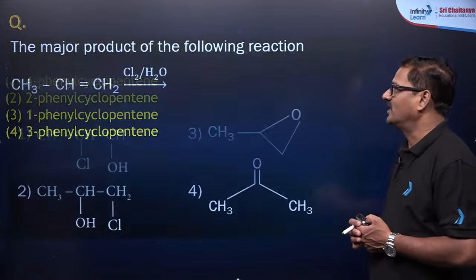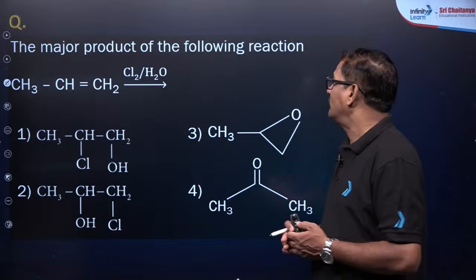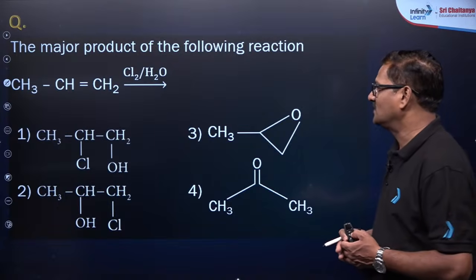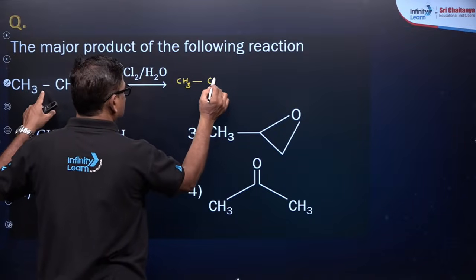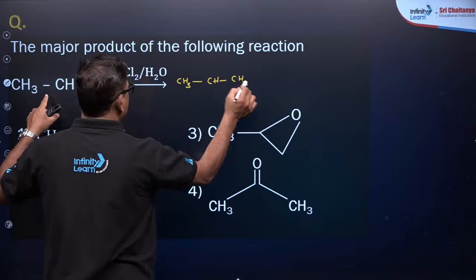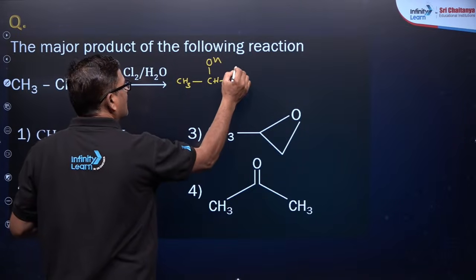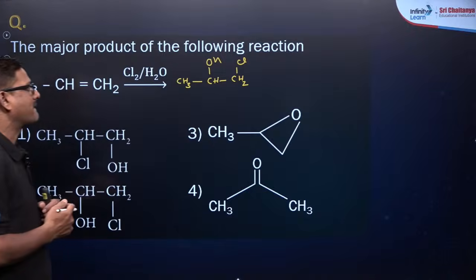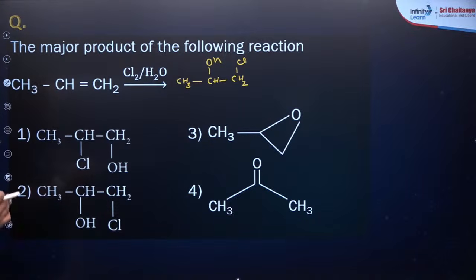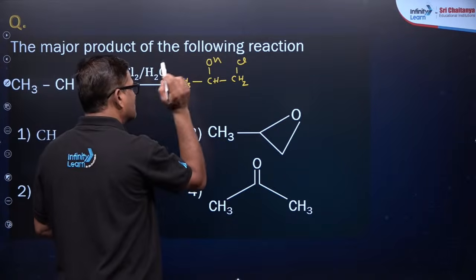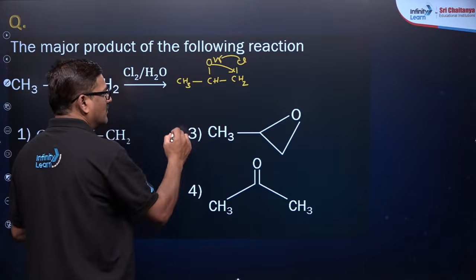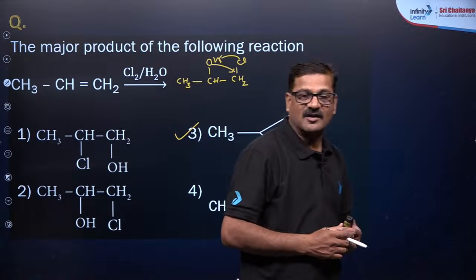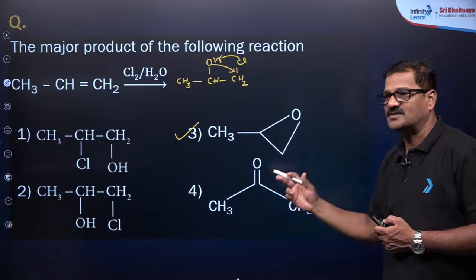Fine. Moving ahead, the major product of the following reaction, Cl2, H2O. Yes, we know this is CH3 and a CH and a CH2, and it is going to be OH and it is going to be Cl, right? Now, this is going to be an intramolecular reaction, it takes place here. So, this is taken here and the bond is going to form and an epoxide is formed. Intramolecular SN reaction takes place.